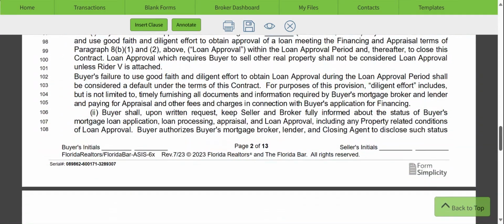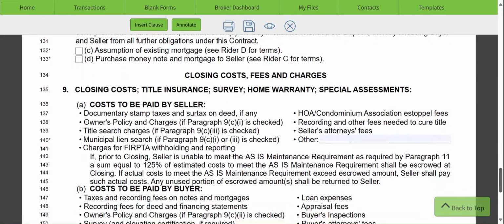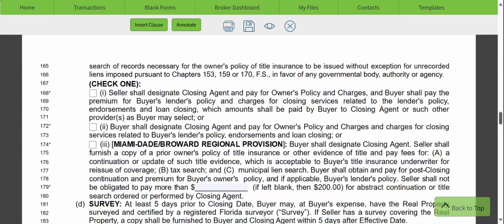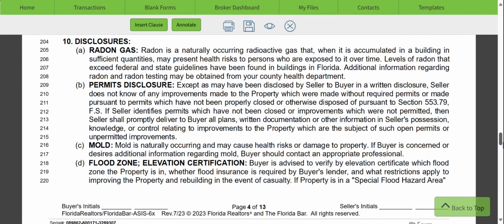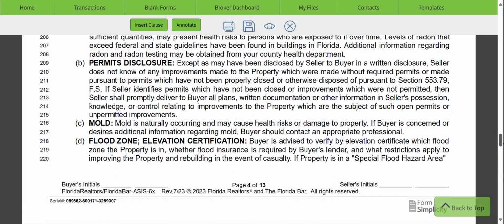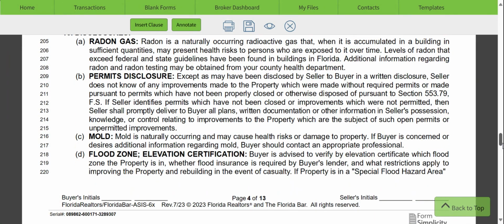Okay, so when we go to the provisions in the contract that pertain to the disclosures, of course, we have the standard disclosures: radon gas, permits, mold, flood elevation, and so forth. And these are the other due diligence things that you need to handle. Looking at your due diligence in a residential contract, first of all, radon gas is naturally occurring. You can test for it and see how much radon there may be in the building.